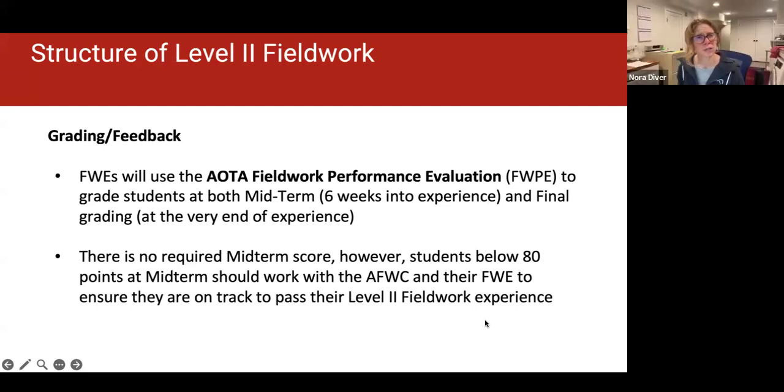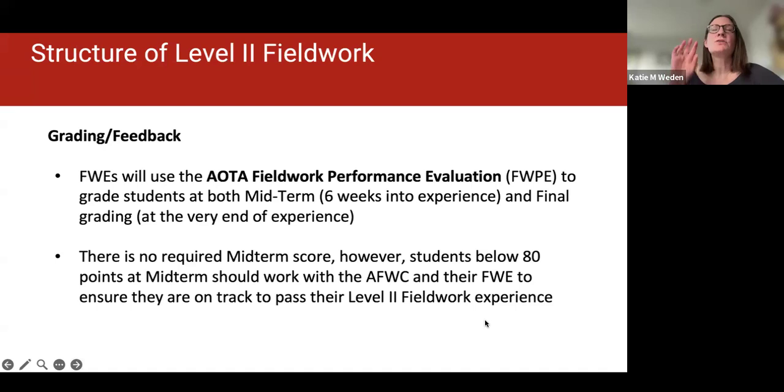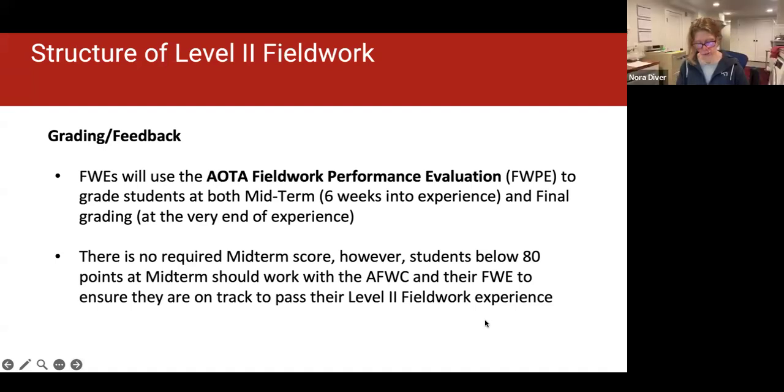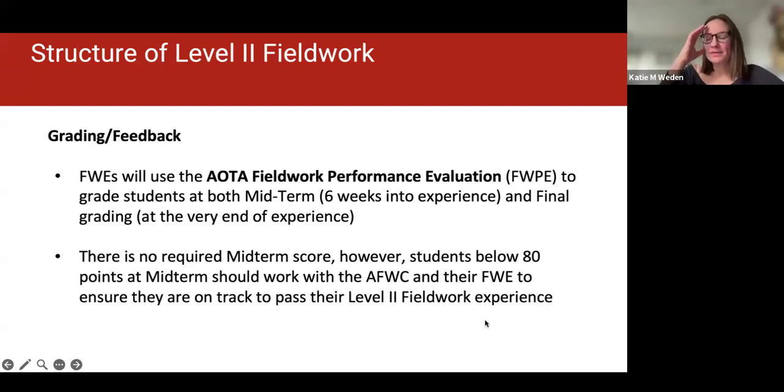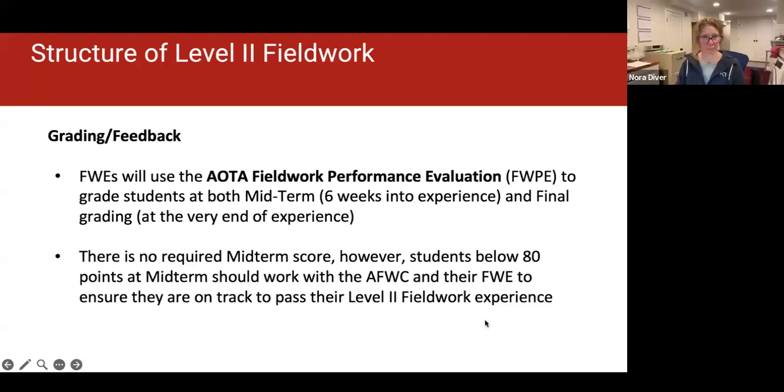Oh, so this evaluation is not just your fieldwork educator evaluating you. This is an actual exam that you take? Is that what you're saying? Oh, no, it's not an exam. It's your fieldwork educator evaluating you. They'll give you a score. Okay, that's why I was confused, I was like, there's an exam. Sorry, I don't even know what I'm saying. My head hurts so bad. If it's not making sense, please ask questions.